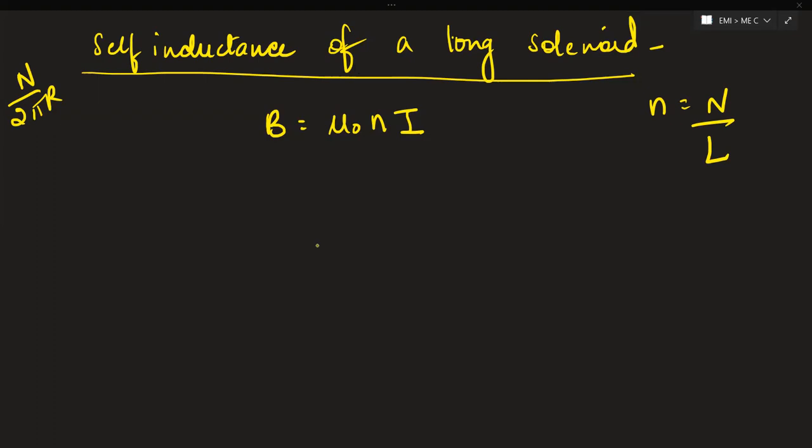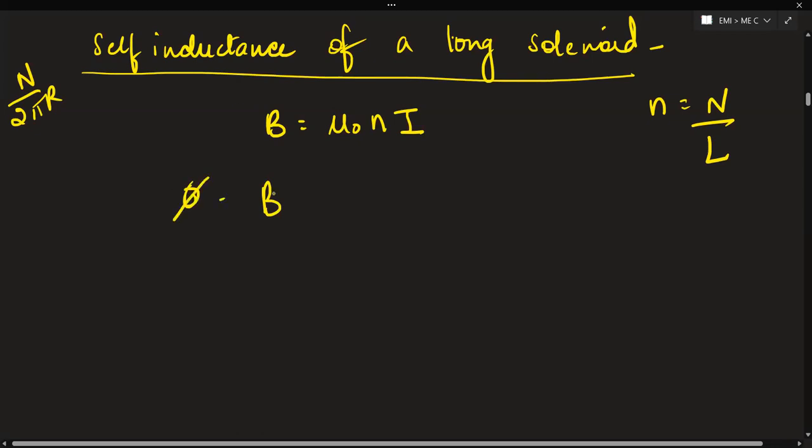Sara, what was the formula of magnetic flux? B A cos theta, yes, right. BA, or B dot A. So magnetic flux was BA. Fine. Now let us put the value of B in this. So phi will become what? Mu naught n i into A. This is the value of flux that is present.